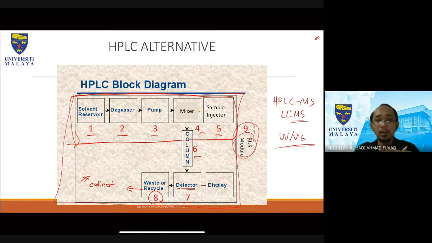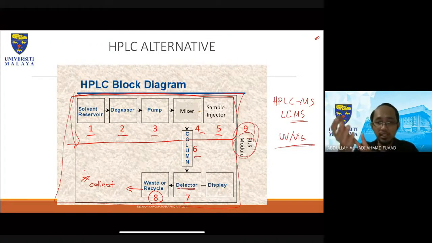hydrophobic or more organic compound, then the column, similar to how you do a normal silica column chromatography, you might use a silica-based column. If you use a more hydrophilic molecule, for example if you are doing peptides, then silica is not the best option. Thus, you will go to a more lipophilic column. So you use a C-based, for example, C18 column. Okay, so this is just 2 examples.